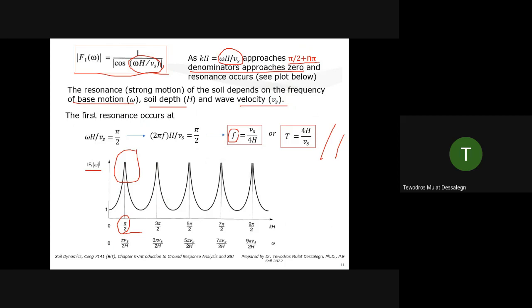So if somebody asks you what's the fundamental frequency of your soil, you can use the reverse: Vs by 4H, and the period is 4H by Vs. But now we are having so many peaks, so many resonance points. This is because we have a big assumption at the get-go: that was the no damping case. When we introduce damping, something will happen. You'll see it.